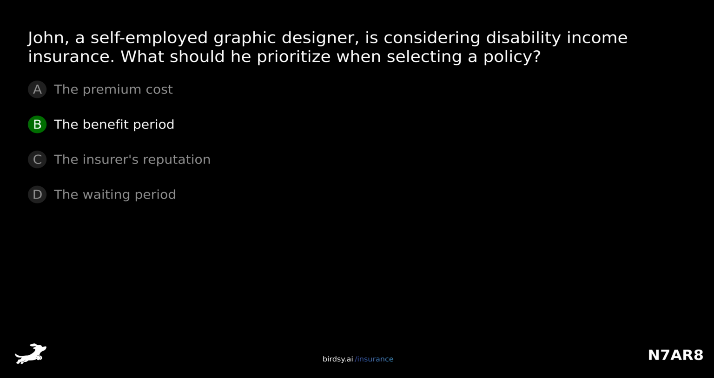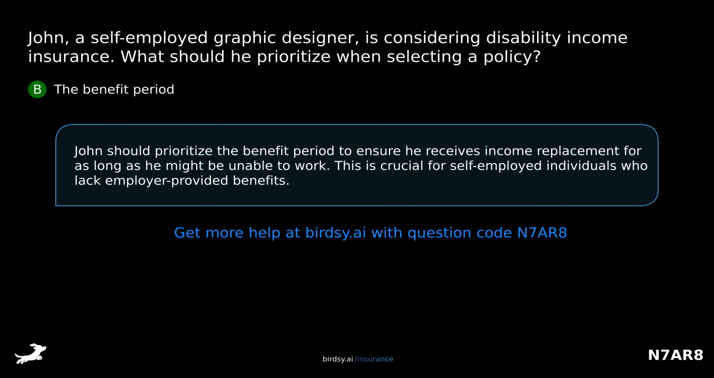The answer is B, the benefit period. John should prioritize the benefit period to ensure he receives income replacement for as long as he might be unable to work. This is crucial for self-employed individuals who lack employer-provided benefits.